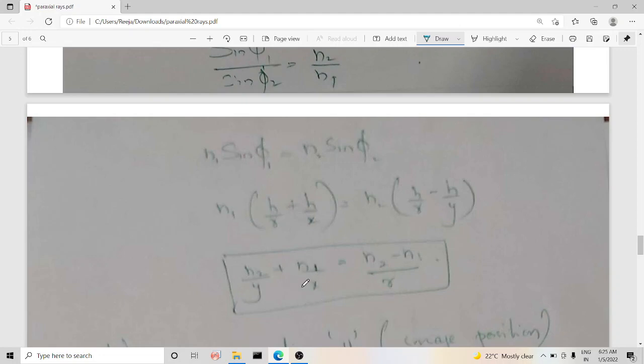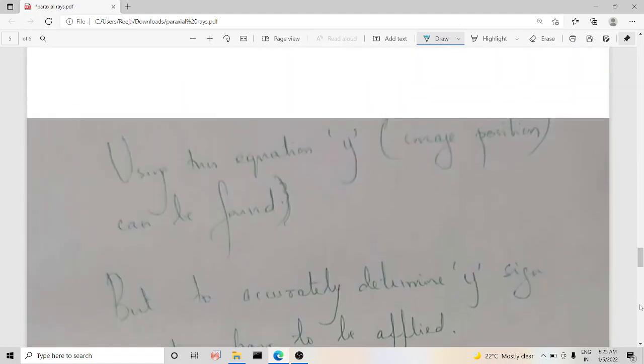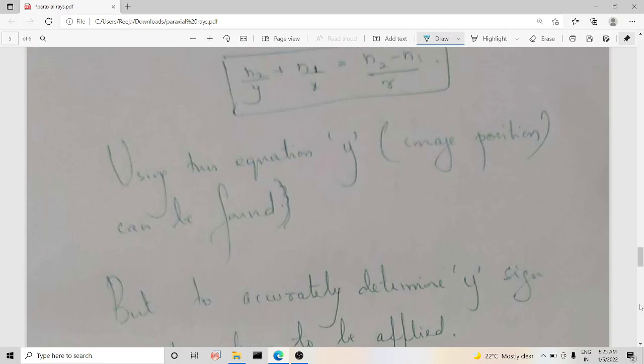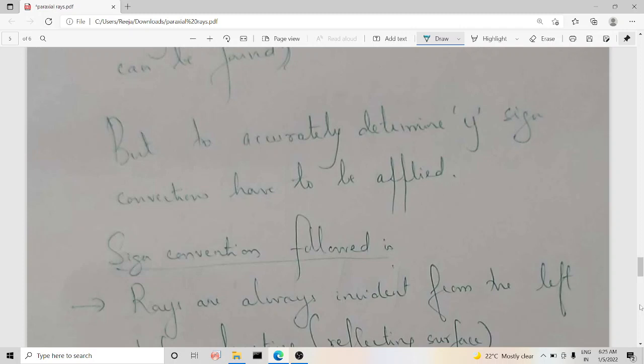X is the object distance which you can measure. R is the radius of curvature of the lens which is known to you. From this we can determine what is y. Y is your image distance. The position of the image can be accurately found out by using the paraxial approximation technique. Very easily you can find it out by using Snell's law and the paraxial approximation technique. That is why we have devised this method. It is used to determine the image position.